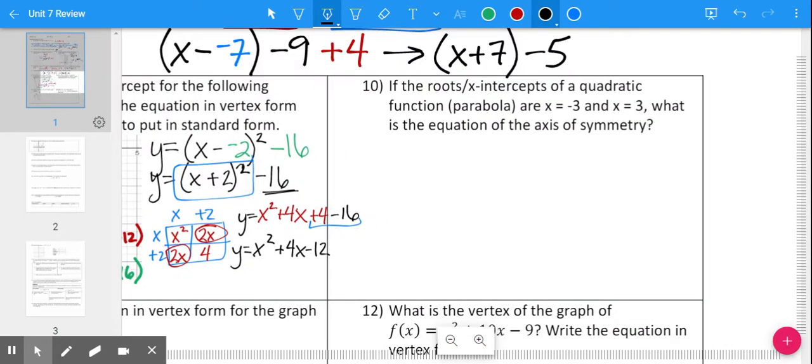So the next one says, if the roots or x-intercepts of a quadratic function, parabola, are x equals -3 and x equals +3, what is the equation for the axis of symmetry? The axis of symmetry is always in the middle. So in the middle between -3 and +3 is 0. So your axis of symmetry is at 0 because it's in the middle of -3 and +3.